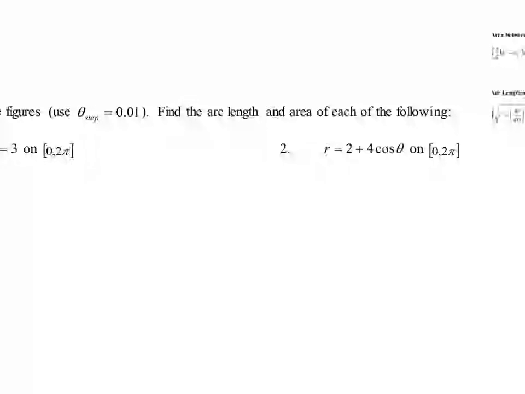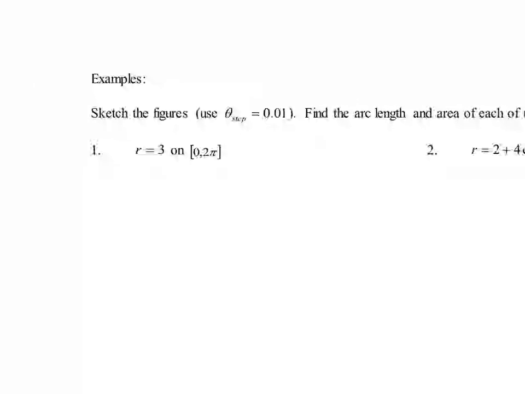So r equals 3. Now, in theory, you should not need any calculus-based formula to figure this one out, because r equals 3 is a circle with a radius of 3. If you know that piece of information, you're pretty good to go. But let's use our newfangled technique here. Let's see if that's going to be a rewarding approach.